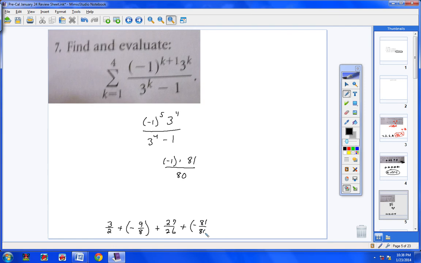Now, you're pre-cal students. I'm not going to type all of this into your calculator and add that up for you. I have an answer key here, and it looks like the answer is 417 over 1040. So if you add all of those fractions together, you will get 417 over 1040. Okay, so we found the sum of 4 terms by finding each term and then adding them together.